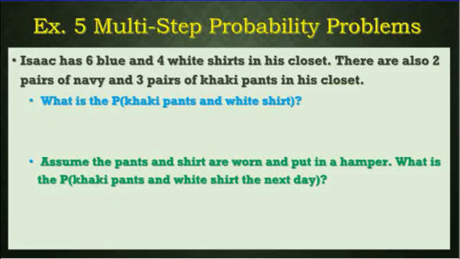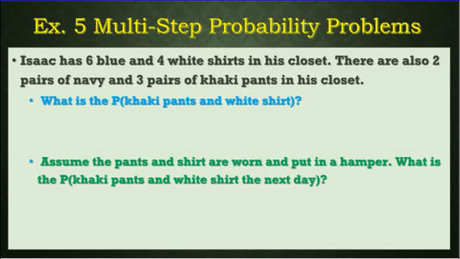And a few more problems. Multi-step probability problems. Isaac has 6 blue and 4 white shirts in his closet. There are also 2 pairs of navy and 3 pairs of khaki pants in his closet. What is the probability of getting khaki pants and a white shirt?